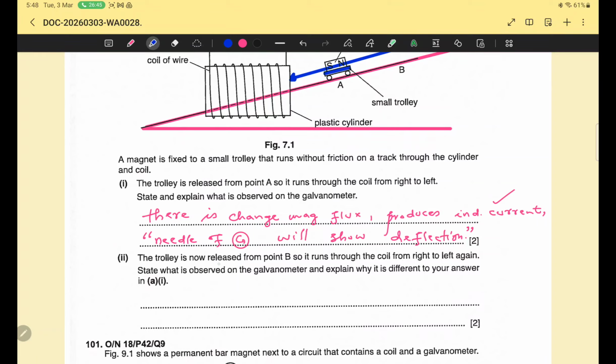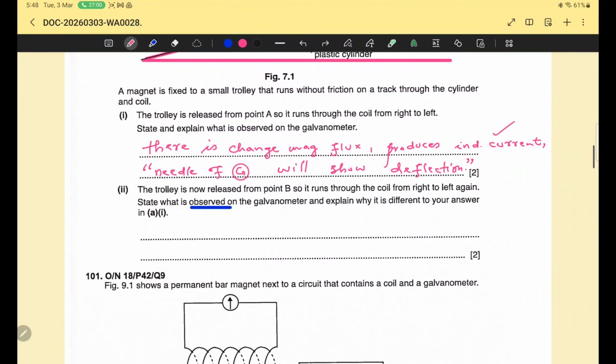So the question is the trolley is released from point B. It runs through the coil from right to left again. State what is observed on the galvanometer and explain why it is different to the answer in A1. Okay, so I am answering. So the answer is now magnet enters at high speed.